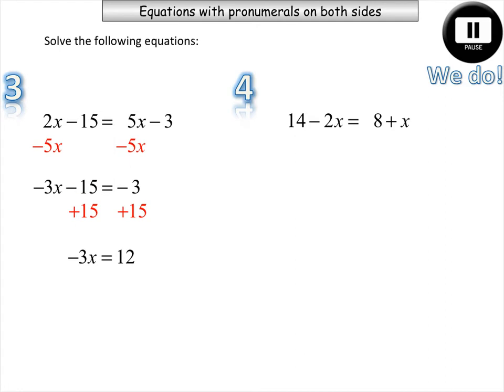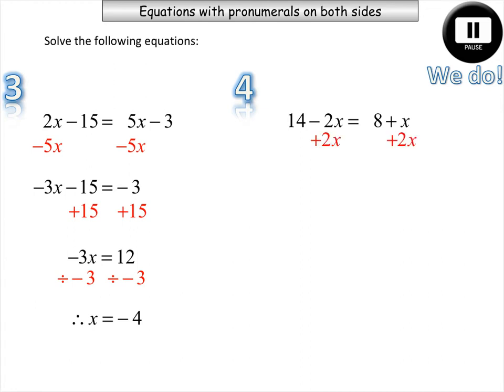And this negative 15 plus 15, you'll notice that there's nothing with the 15s written, and then this goes on the next line. Now, what do we divide by on both sides to make this just a one lot of x? If you said negative 3, great job. 12 divided by 3 is 4, so 12 divided by negative 3 is negative 4. How did you go with that one?